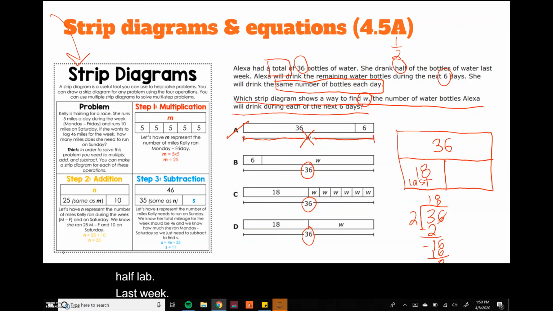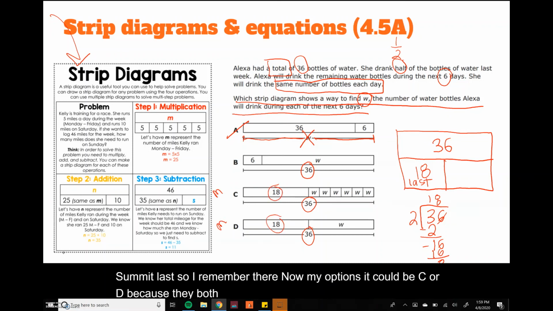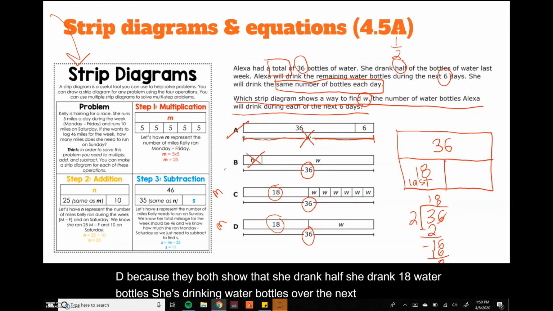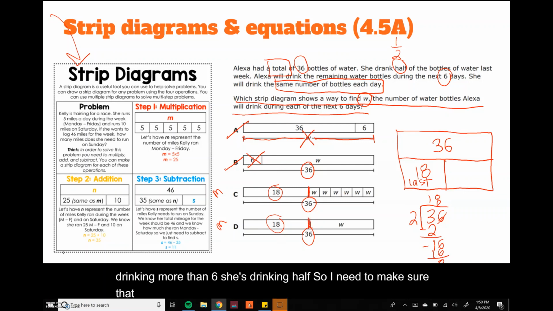So I'm going to write last so I remember there. Now my options, it could be C or D because they both show that she drank half. She drank 18 water bottles. She's drinking water bottles over the next 6 days, but she's drinking more than 6. She's drinking half, so I need to make sure that I've represented half on my diagram.